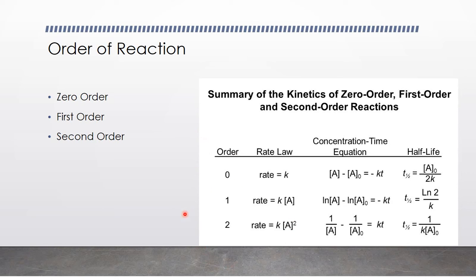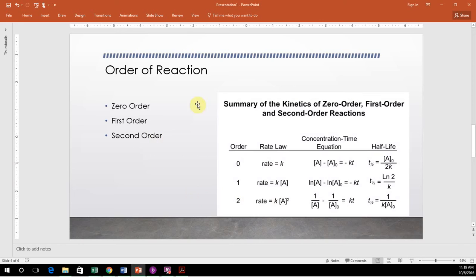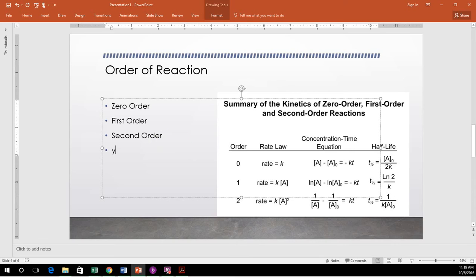Now, there's a couple ways of determining the order. The easiest is to take experimental data over time and graph it, and you can usually see that. You can set the integrated rate law equal to y = mx + b. So for zero order, your [A] at some time is equal to minus kt plus [A]0. Okay?